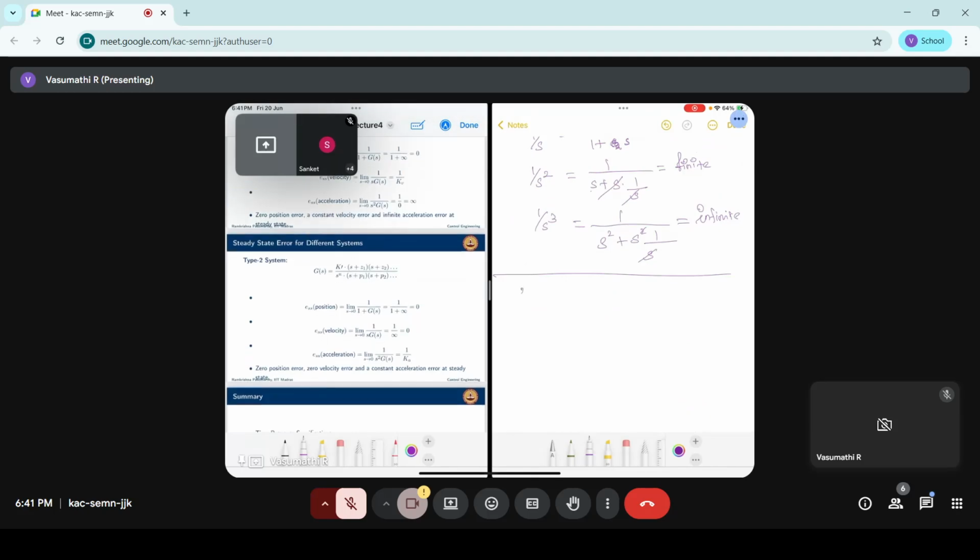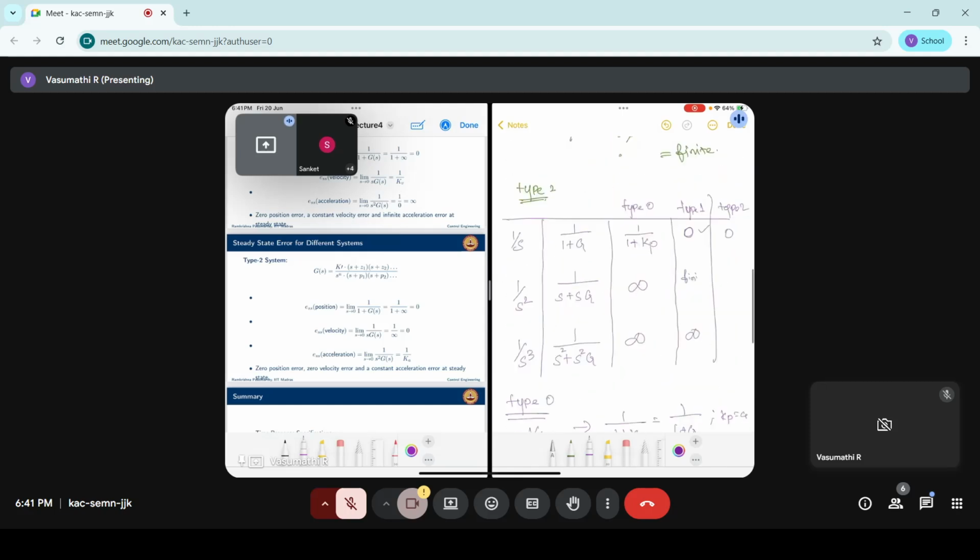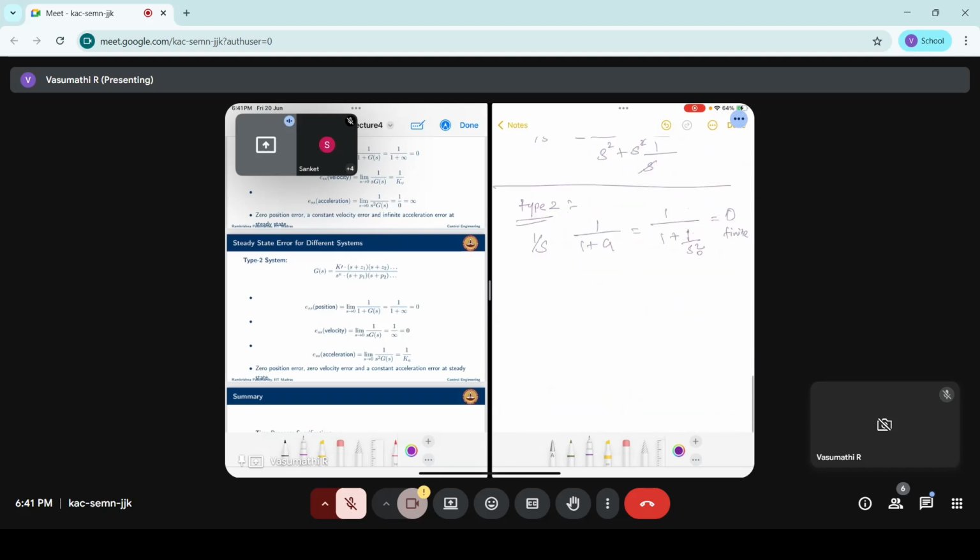Right, good. Similarly, let's see how well we will be able to handle a type 2 system. When I consider 1 plus G, where I have 1 plus 1 by s square, this doesn't affect my system. This will be 0, this will be infinity, and 1 by infinity will give us 0. That is finite. Good. For a type 2 system, this will also be good.